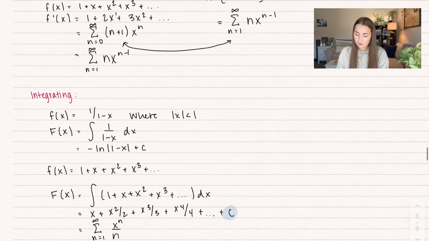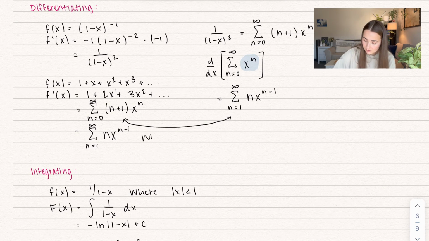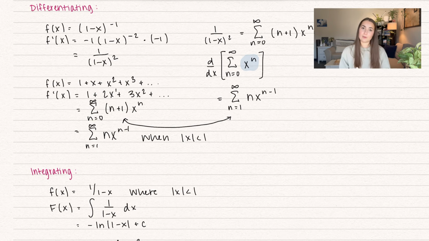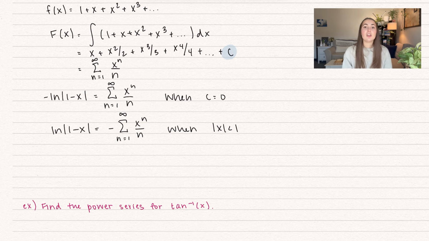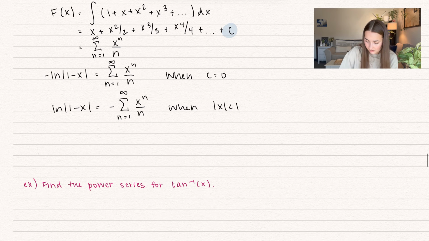Same thing for when we're differentiating, right? This is going to be when the absolute value of x is less than 1, because that's what we're starting with. We're starting with the geometric series. Now thinking about integrating again, you can integrate the individual terms like we just did, or you could practice integrating the actual series. The integral of the summation n equals 0 to infinity of x to the power of n dx.